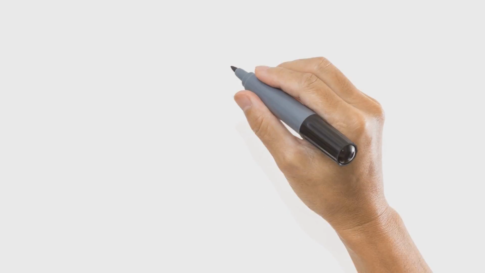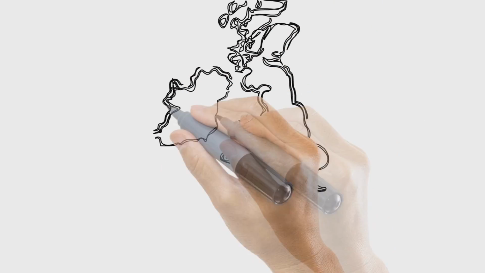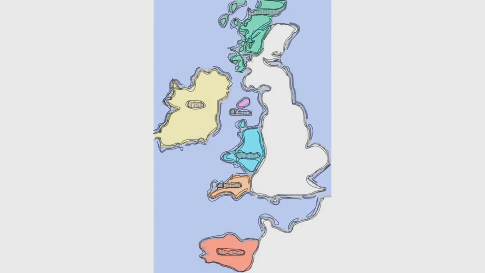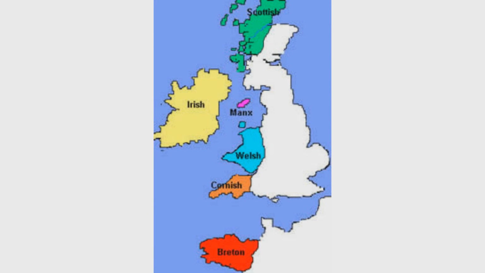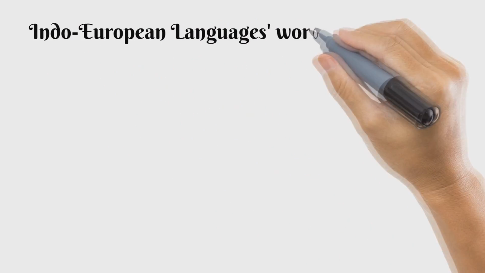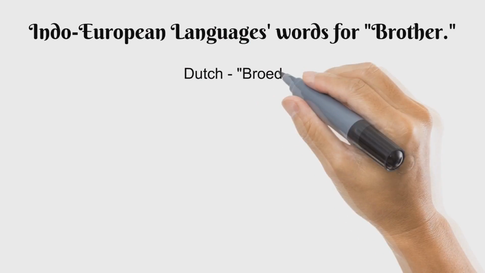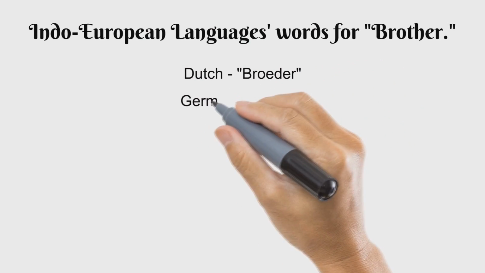And so today, a lot of the Celtic languages you'll find, as you can see here, pretty pushed to the side by the Anglo-Saxons. You get the Scottish, Irish, Welsh, Cornish, Britons. And so here's some Indo-European language words for brother, so you can see how all Indo-European languages are related. And this does include Gaelic or Irish.